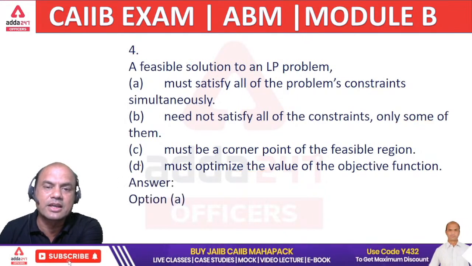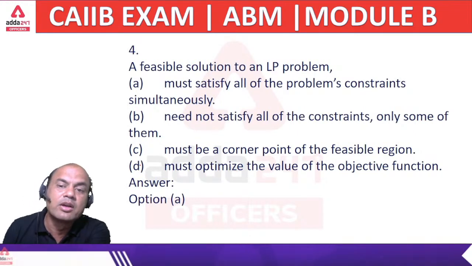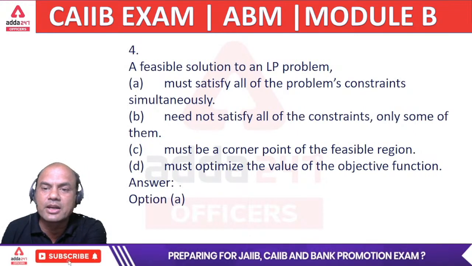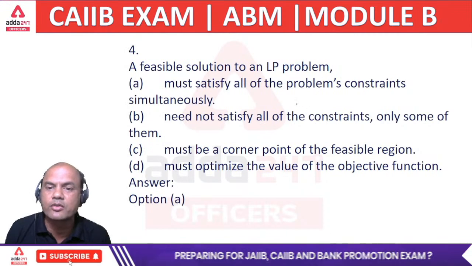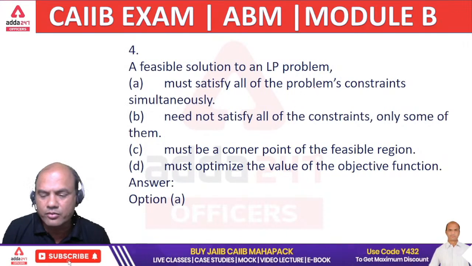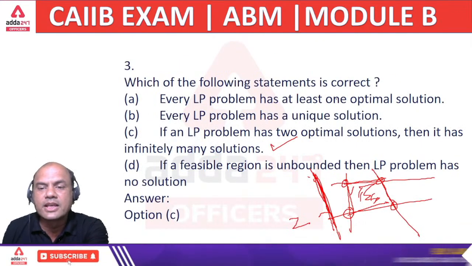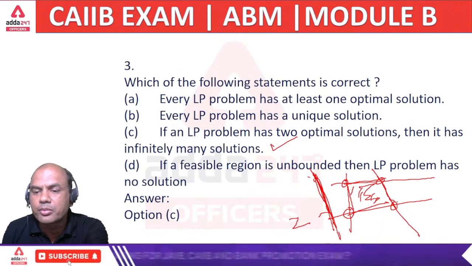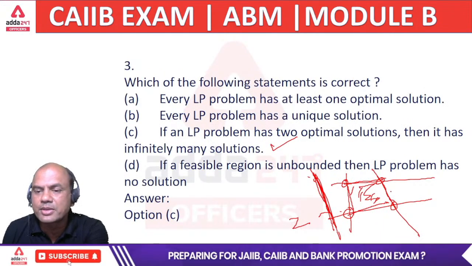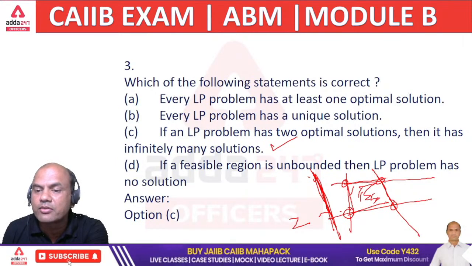Okay. So the answer is correct. Answer is A. It must satisfy all the problem's constraints simultaneously. That is the basic logic of LPP, isn't it? See here, what did I tell you earlier? Feasible means all the points, and optimal means only one.